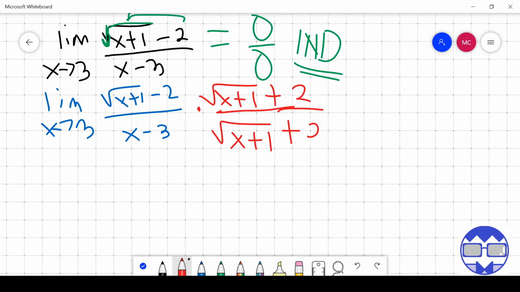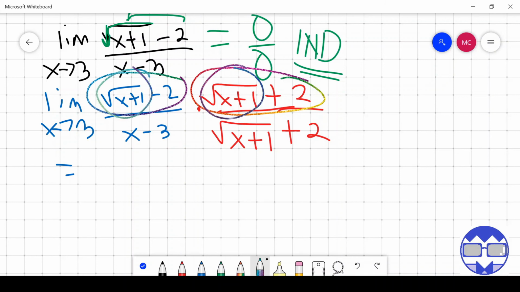Solving for this, we now have a difference of two squares. So we will square the first term. The square of the square root of x plus 1 is just x plus 1. Minus the square of the second term, 2 squared, which is 4. So we have x plus 1 minus 4 for our numerator.